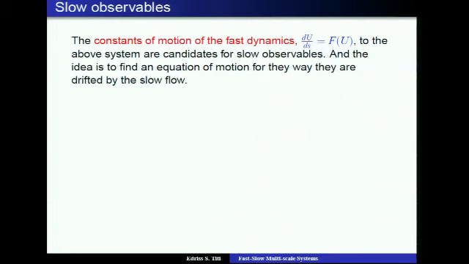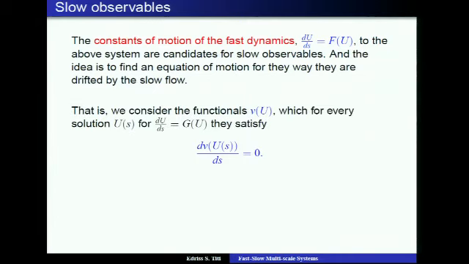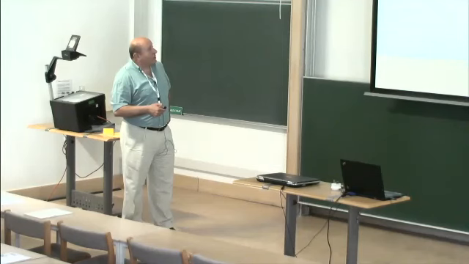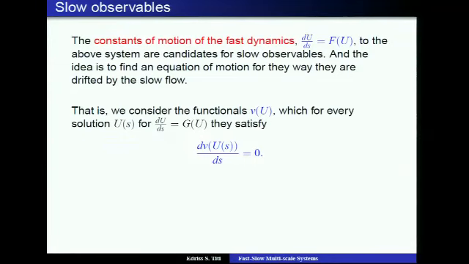So the constants of motion of the fast dynamics of the above system are candidates for the slow observables, and the idea is to find equations of motion for how they are drifted by the slow dynamics. Suppose V of U is a functional of U which is a constant of motion for the fast dynamics. So for every solution, they satisfy this relationship. Actually, there is a mistake here: this should be F, not G. The fast dynamics is F. So they are constants of motion, therefore they are equal to 0 whenever the dynamics is F.